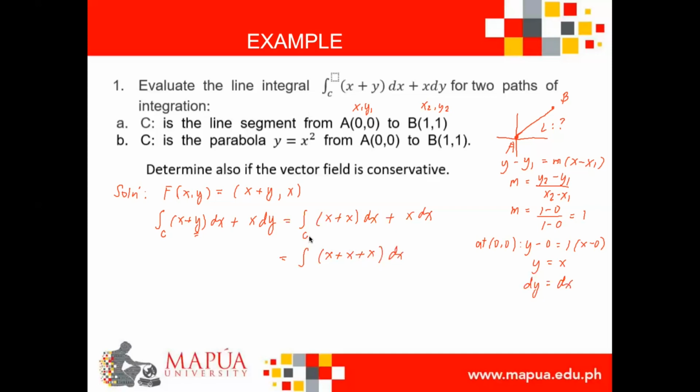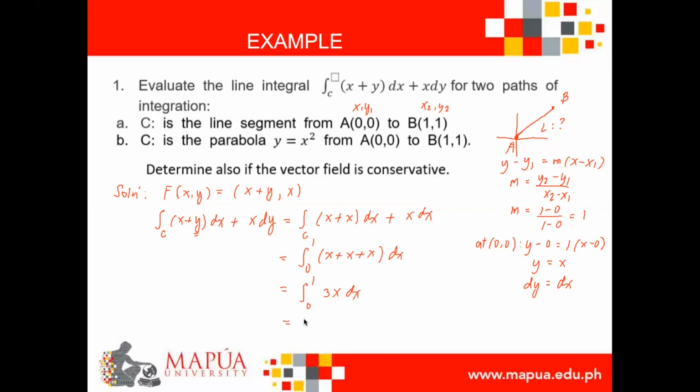We can find the limits from the given coordinates of the two points A and B. We get the x coordinates, that is the abscissa. The right abscissa, which is B, is equal to 1, and the left abscissa is 0. So we write 0 to 1. We're going to evaluate this now. We have x plus x plus x, which is 3x, dx from 0 to 1.